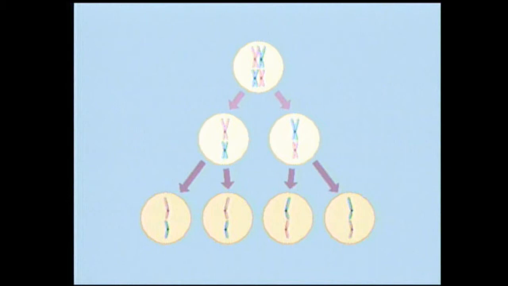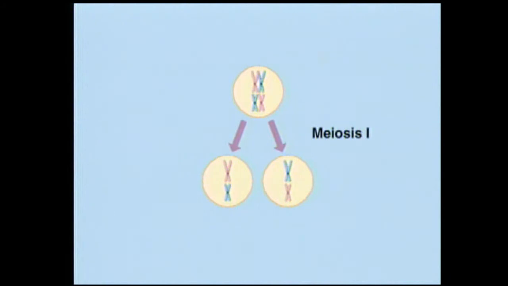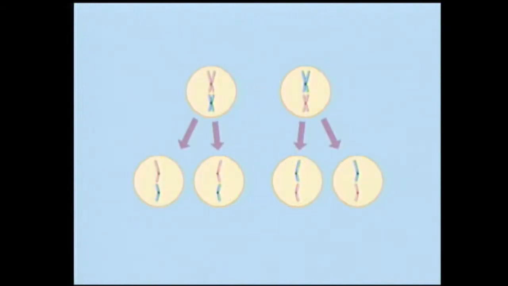The parent cell divides twice during meiosis. The first cell division is called meiosis 1. The matching pairs of chromosomes, or homologous chromosomes, separate during meiosis 1. The 2 newly formed cells therefore contain only half the chromosomes of the parent cell. A cell with only one set of chromosomes is called a haploid cell. The second cell division is called meiosis 2. The sister chromatids of each chromosome separate during meiosis 2. The 4 daughter cells are haploid cells.